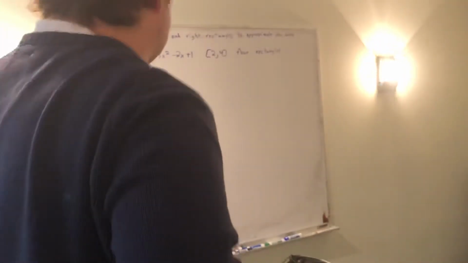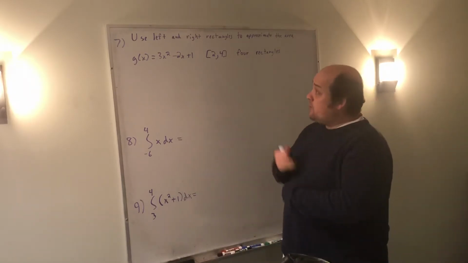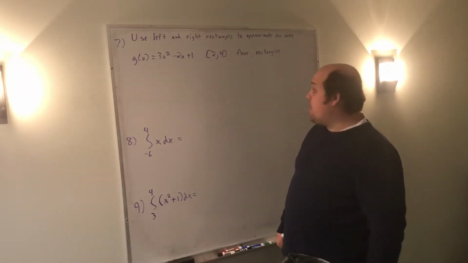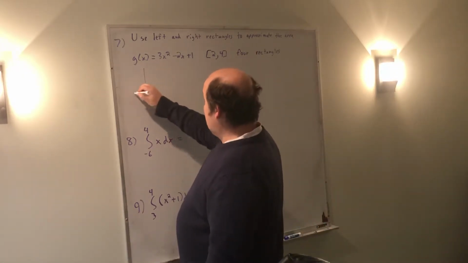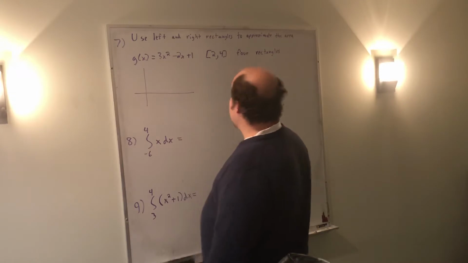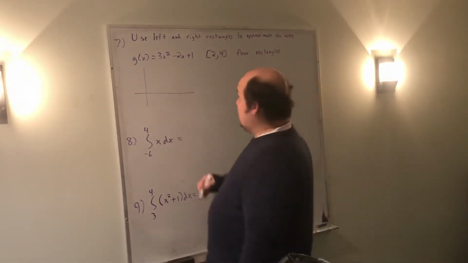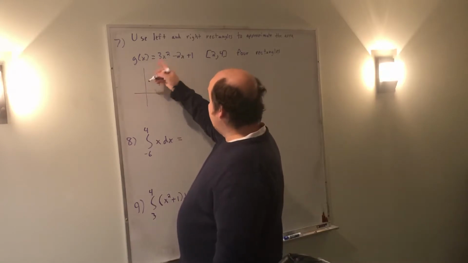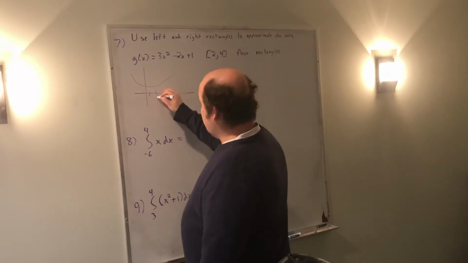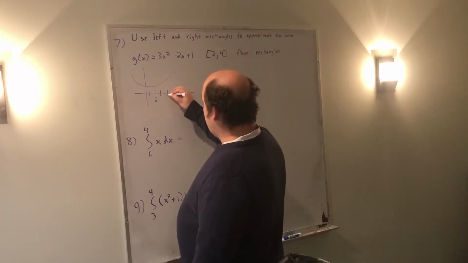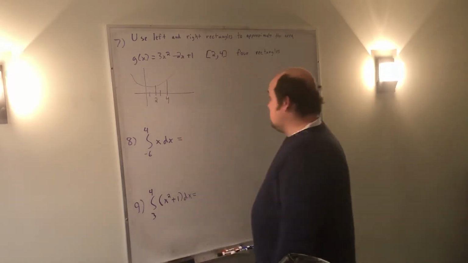Next problem asks us to find the area under the curve using rectangles. You can use your graphing calculator to figure out what this graph looks like, but really the key thing you need to know is how to set what values you're looking for from the left and the right side. So let's just pretend, since this is a positive x squared curve, it looks something like that. Here's where I'm starting at 2, here's where I'm ending at 4, and I'm trying to approximate this area.